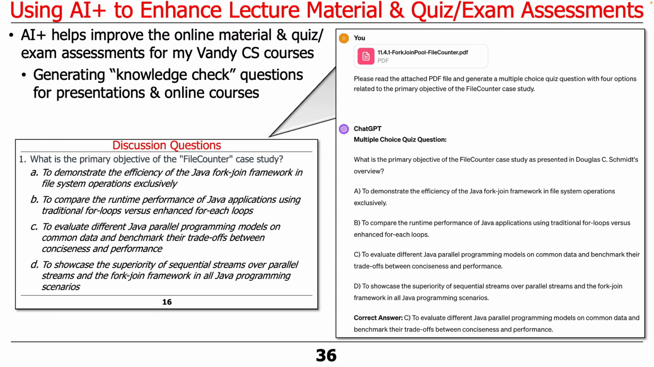So what do I do? I will take my slides and give them to ChatGPT and say, please read this PDF file and generate multiple choice quiz questions with 4 options related to the primary objective of whatever it is we discuss. And it will come up with some really good questions. And then, of course, it'll also say what the correct answers are.